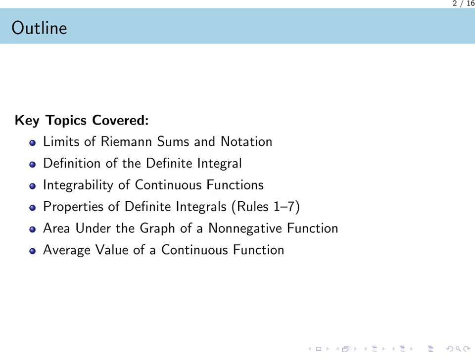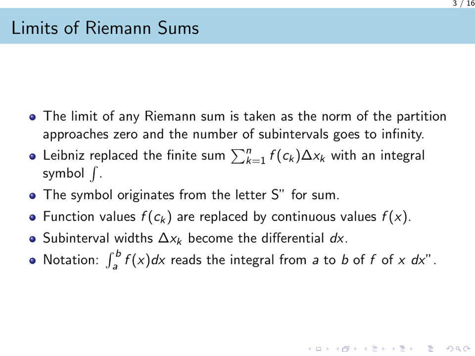From there, we will explore the relationship between the integral and the area under a curve, including the concept of net-signed area for functions that dip below the axis. Finally, we will define the average value of a continuous function and demonstrate how to calculate it using a geometric example. Let us start by translating the notation of Riemann sums into the language of integrals.